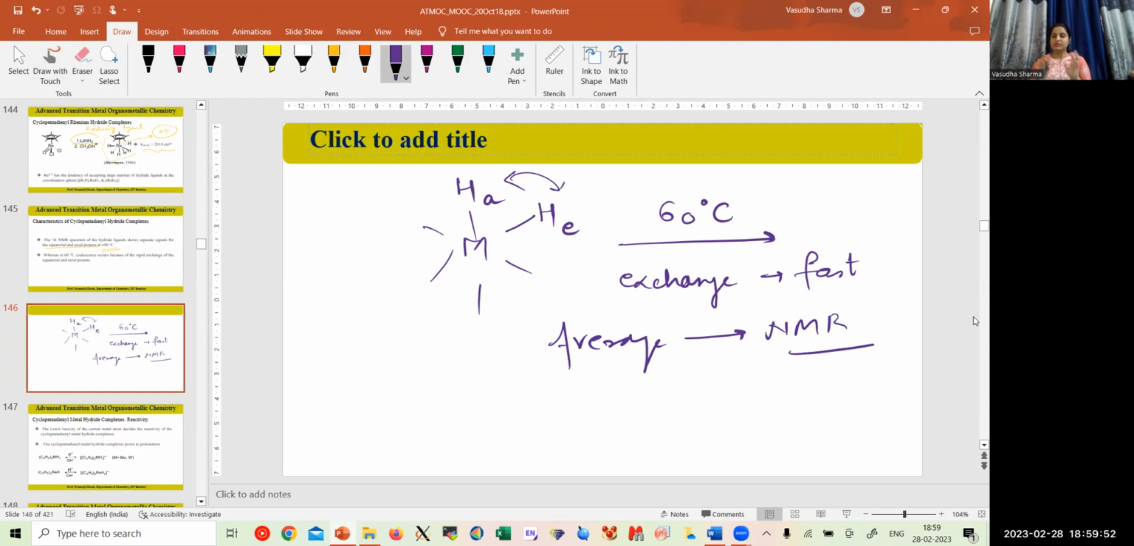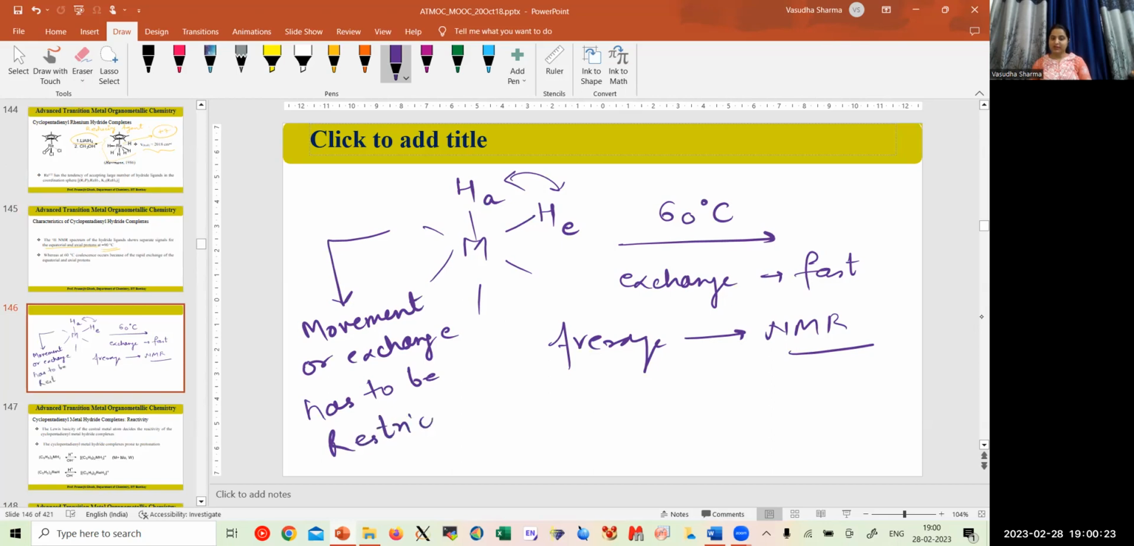Exchange at 60 degrees is so fast that we will get an average environment. We could not be able to segregate which one is equatorial, which one is axial, because both will give you the average spectrum. So the exchange is very, very fast. So if you want to clearly see how many axial protons are there, where they are coming compared to the equatorial protons, their movement or exchange has to be restricted. And for that matter, how we can restrict their movement? By lowering the temperature.